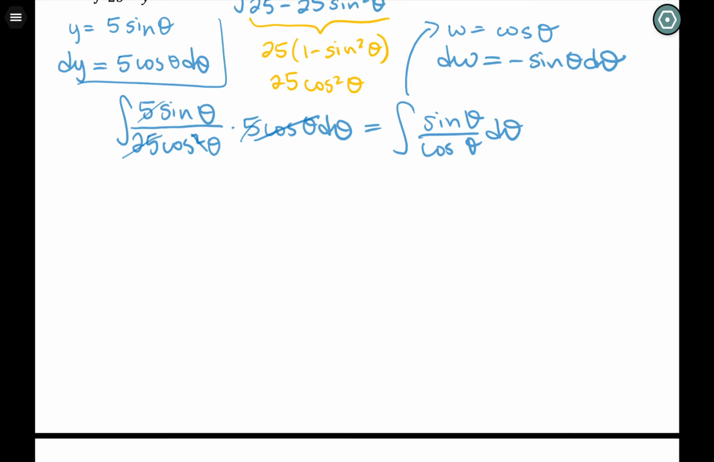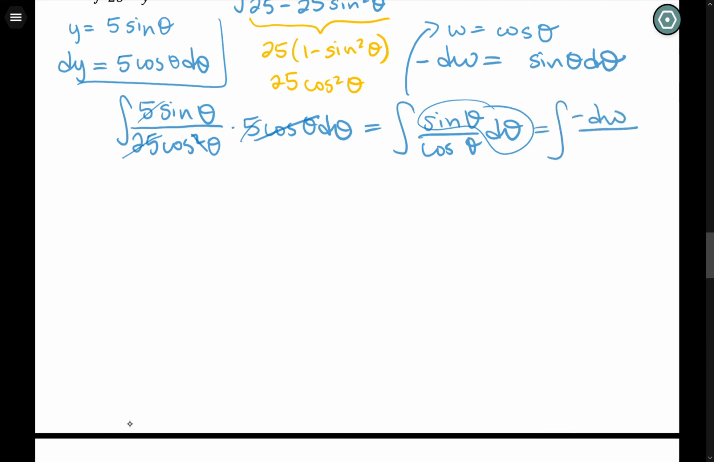So here, let's see, I'm going to move the minus sign over to the other side and say that sine theta d theta gets replaced by a minus dw, and cosine theta gets replaced by a w. So now we want the antiderivative, so a minus floating right out in front, but otherwise the antiderivative of 1 over w, which is natural log absolute value of w plus c. And then we can replace the w's with cosine theta, but we're still not done.